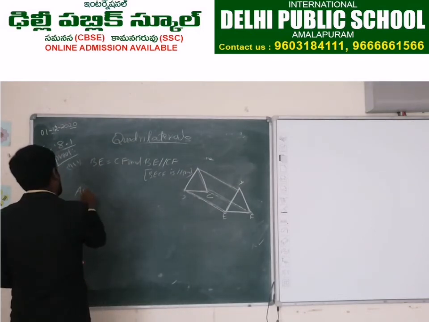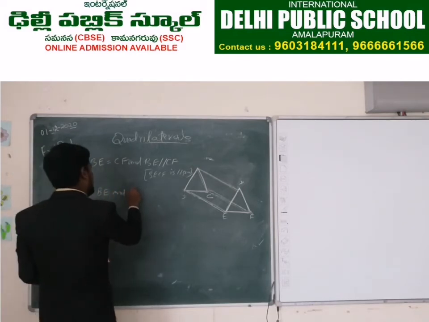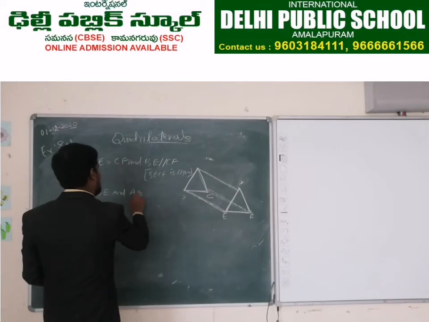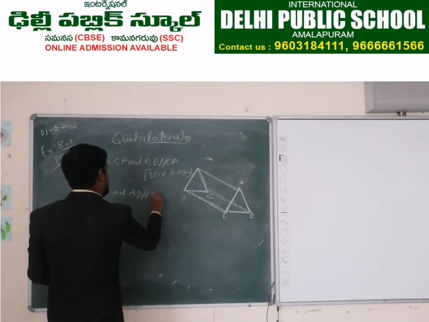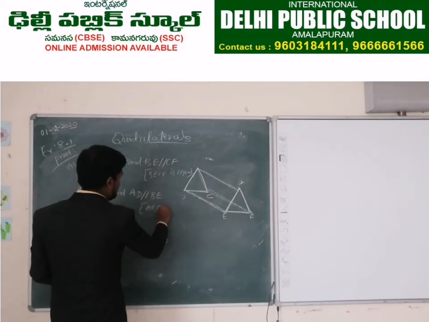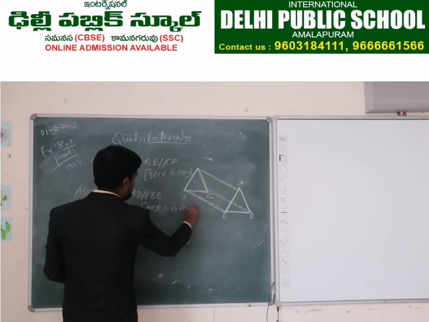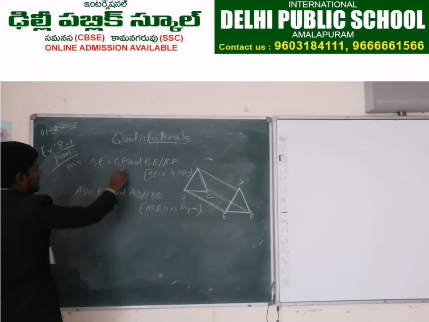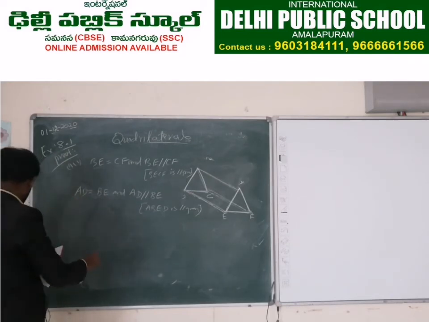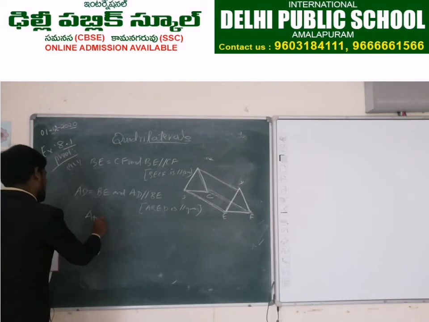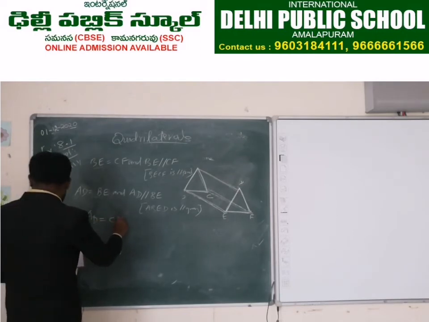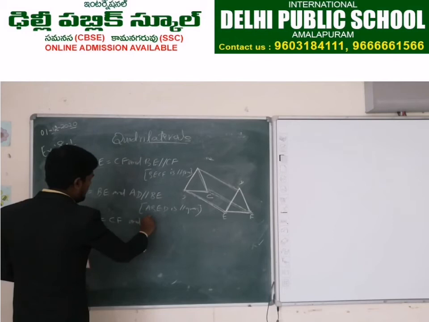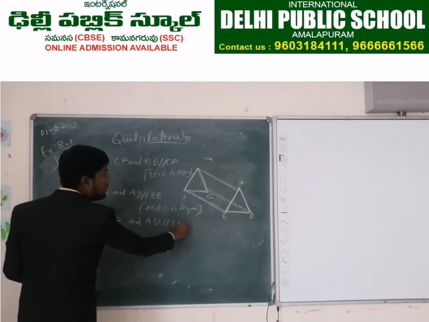Then AD is equal to BE and AD is parallel to BE. So ABED is a parallelogram. With these two conditions, BE is equal to CF, AD is equal to BE. So we can write AD is equal to CF and AD is parallel to CF.